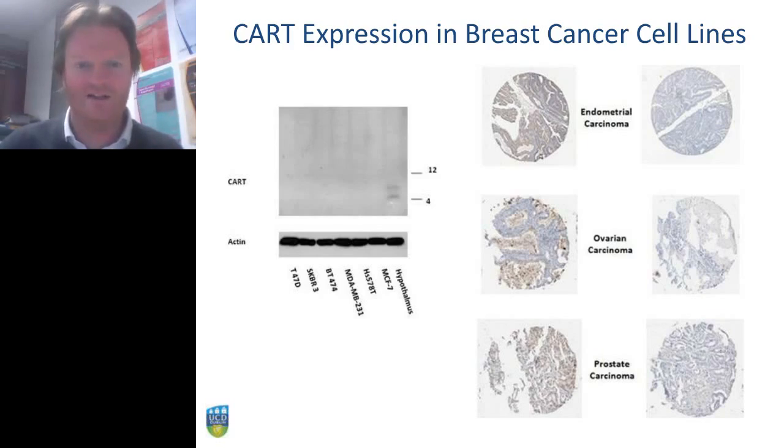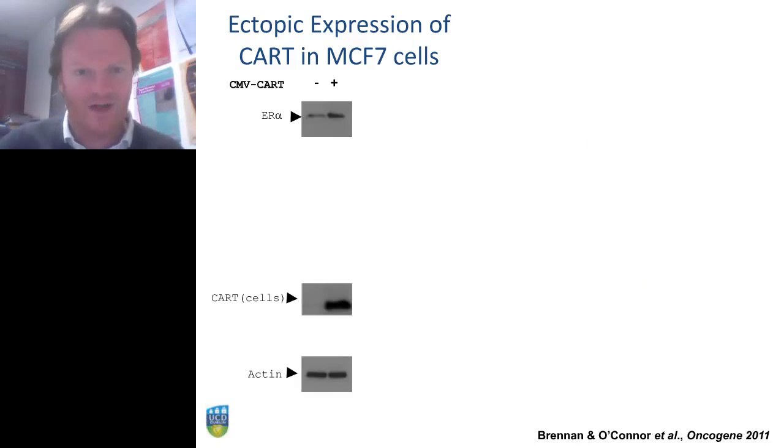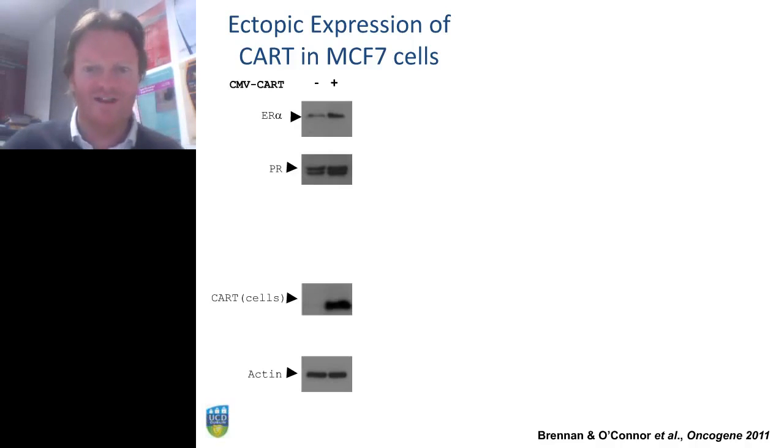So if we can't switch it off, our next port of call really is to switch it on. So we took ER-positive breast cancer cell lines, MCF7 cells, and we cloned CART and transfected it into the cells, compared to untransfected cells. One of the first things we noticed was some degree of stabilization of the estrogen receptor in these cells. We also saw an increase in the levels of progesterone receptor in the cells where we had re-expressed CART.